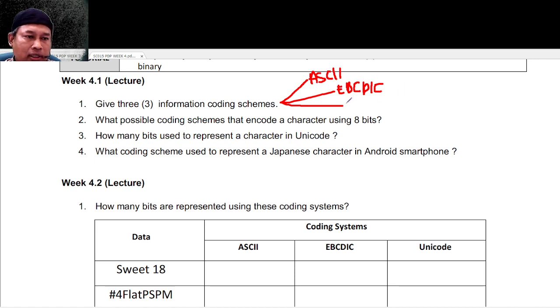And number 3 type of coding scheme is Unicode. Unicode uses 16-bit. So how many characters for 16-bit is 65,536 characters. This is Unicode. And Unicode is not represented on your keyboard because there are so many symbols in Unicode.